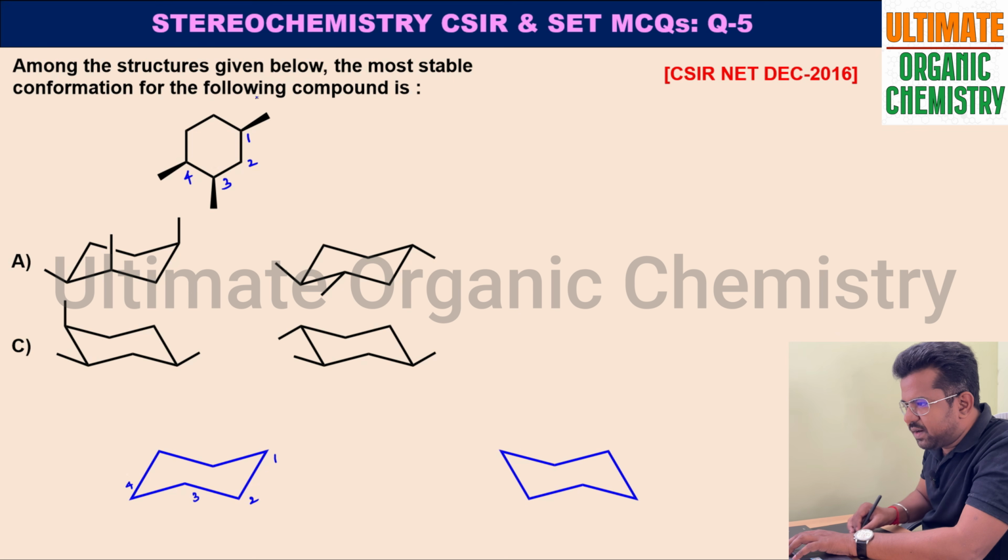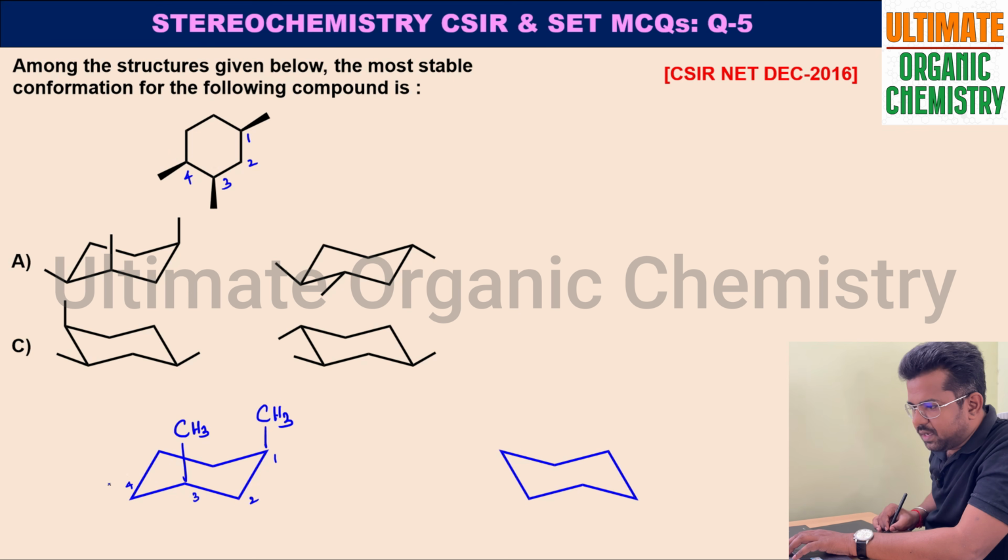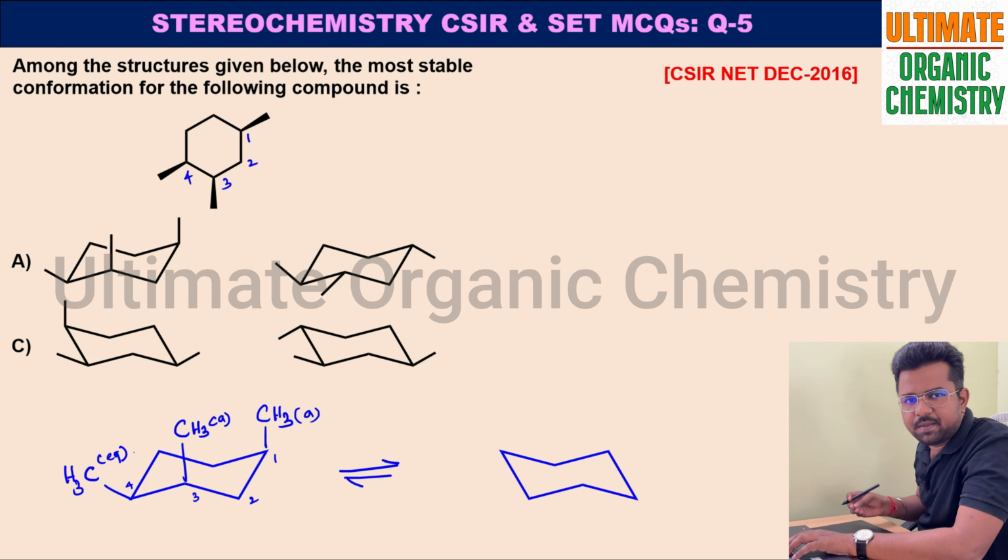Now this first carbon methyl group is present above the plane, and in this carbon the above the plane position is axial. And the third carbon methyl group is present above the plane, and in this carbon the above the plane position is axial. Now, the fourth carbon methyl group is present above the plane, and at this carbon, the above the plane position is equatorial. So this is present at axial, this is present at axial, and this is present at equatorial positions. Now, we need to perform ring flipping in order to find out the more stable form.